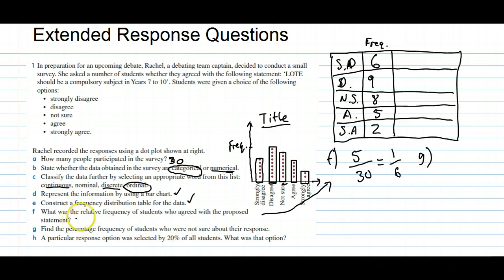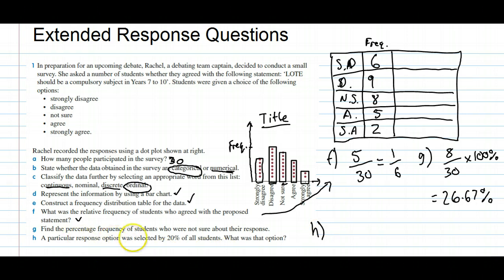Okay, for G, we had to find the percentage frequency of students who were not sure about their response. So not sures there were 8, and that was again out of 30. So that's the relative frequency of not sures, but we have to convert that into a percentage. So we need to multiply it by 100%. And if you put that into a calculator, 8 over 30 times 100%, then you'll get 26.67%.